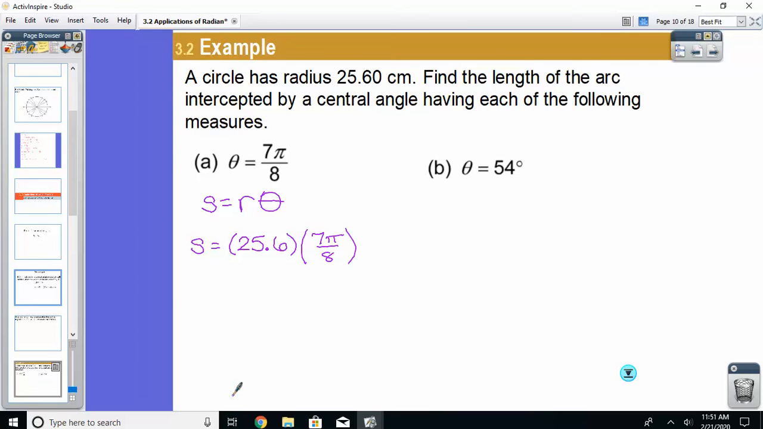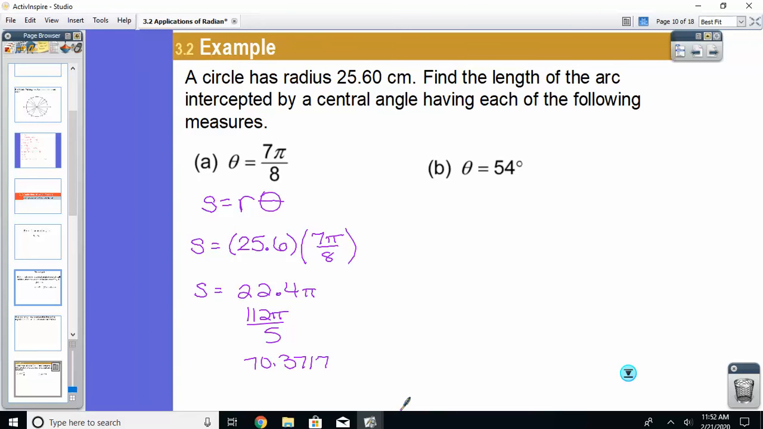I prefer to leave my answers in terms of pi whenever possible, so I'm going to do 25.6 times 7 over 8. So you could write this several different ways. You could put 22.4 pi. You could say that's 112 pi over 5. If you multiplied out the pi, it's like 70.3717. So lots of different ways you can write it. Again, in general, I prefer pi's unless it's a nasty decimal anyway. If you're going to have to round it anyway, you might as well multiply in the pi.